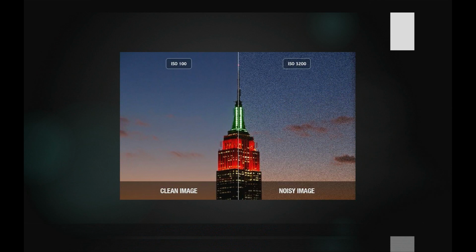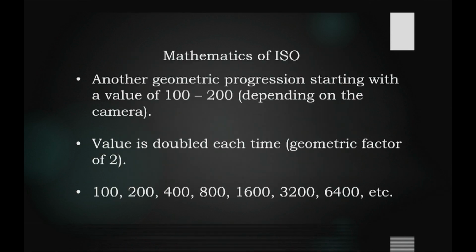Okay, so this is again a geometric progression, usually starting around 100 or 200, depending on your camera, and this time we have just a geometric factor of 2, so it's being doubled each time. This one doesn't have any changes. We just double it each time. And again, these can go higher.